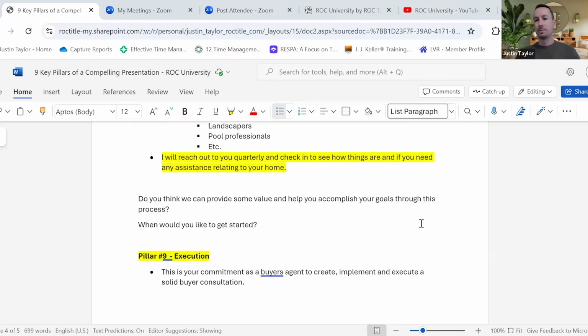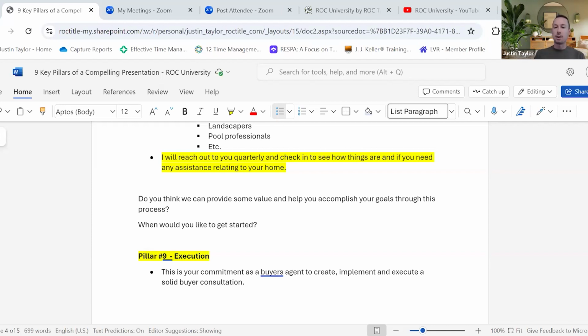Execution. This is on you guys. Are you going to take the time to write out your own outline of what this looks like? It could be on a doc like this. I'm going to make it prettier and editable for you guys, so you can take this and make it your own. But it's execution. This is your commitment as buyer's agent to create, implement, and execute a solid consultation.